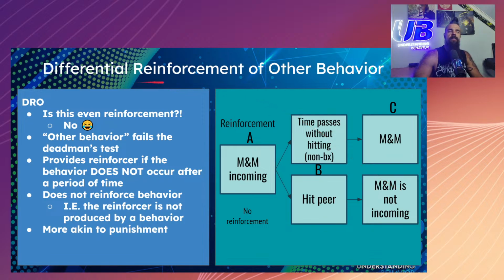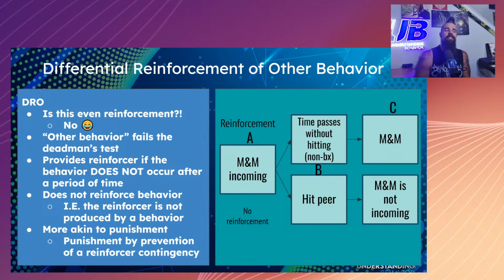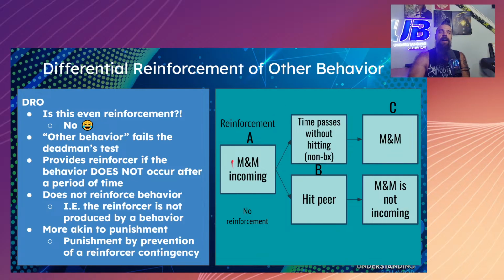So instead of calling this differential reinforcement of other behavior, which is a really inaccurate way to describe what we're doing here, here's the better way to describe this contingency, is that it is a punishment by prevention of a reinforcer contingency. So again, here's our contingency. We've got an M&M is incoming. If they engage in the behavior, now the M&M is not incoming. So it's punished by preventing the reinforcer that would have came if they did absolutely nothing.